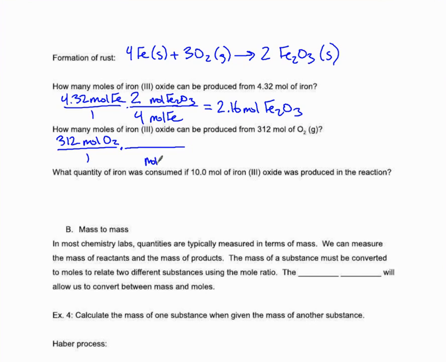So we're comparing moles of oxygen with moles of the product, iron 3 oxide. Coefficient for oxygen is 3. Coefficient for Fe2O3 is 2. And so we are looking at, this comes out to 208 moles of our product.